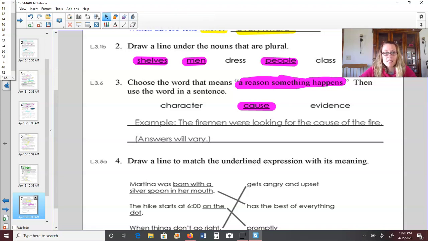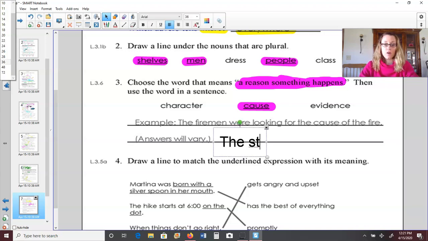They gave us an example sentence. The firemen were looking for the cause of the fire. So cause is a reason why the fire happened. They were looking for why the fire happened. So let's think of another example sentence.